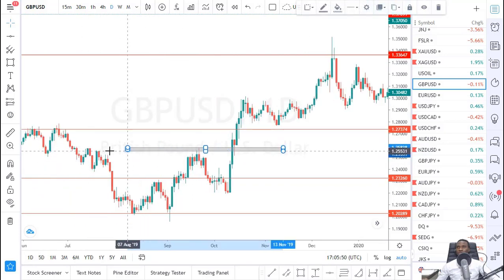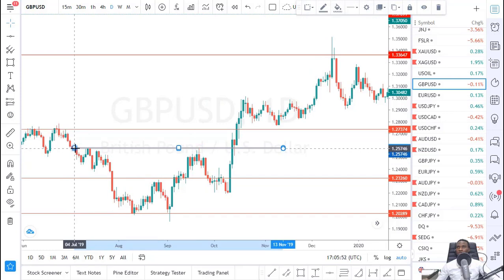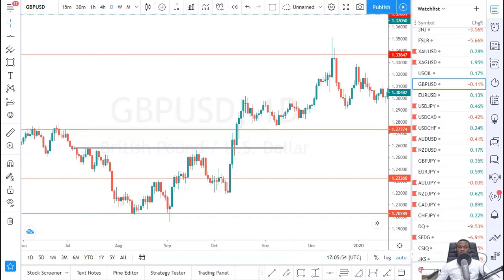So let's extend this level right here. We got a minor rejection structure right here. We got a resistance structure right here. It reverses price downward. Price broke this level right here, and then the broken resistance structure turned into a new support right here.